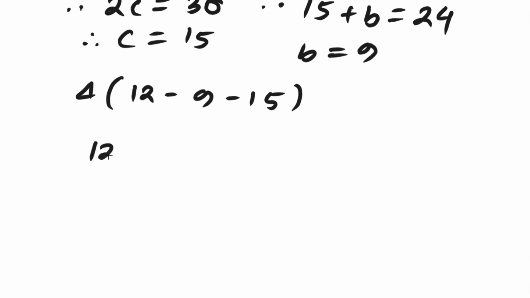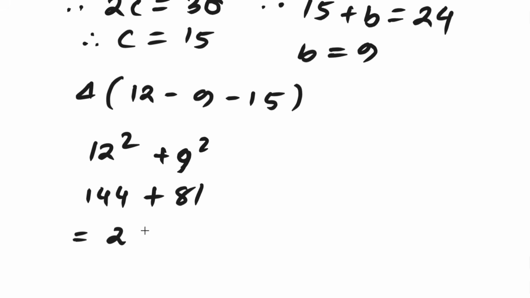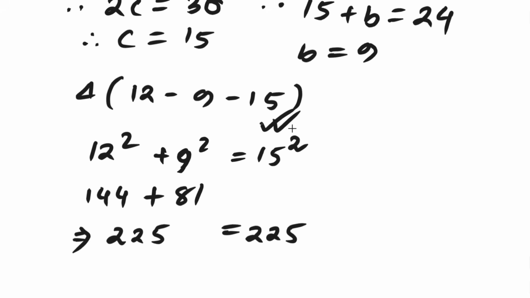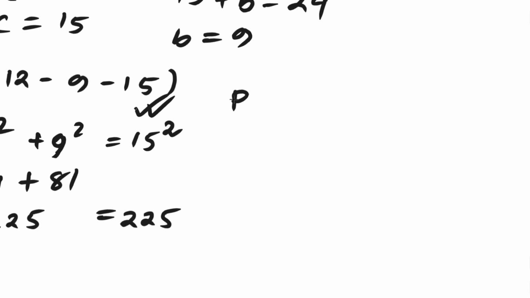Verifying, 12 squared plus 9 squared equals 144 plus 81, which equals 225. 15 squared is also 225, and therefore, this solution is valid. The perimeter is 12 plus 9 plus 15, which equals 36.